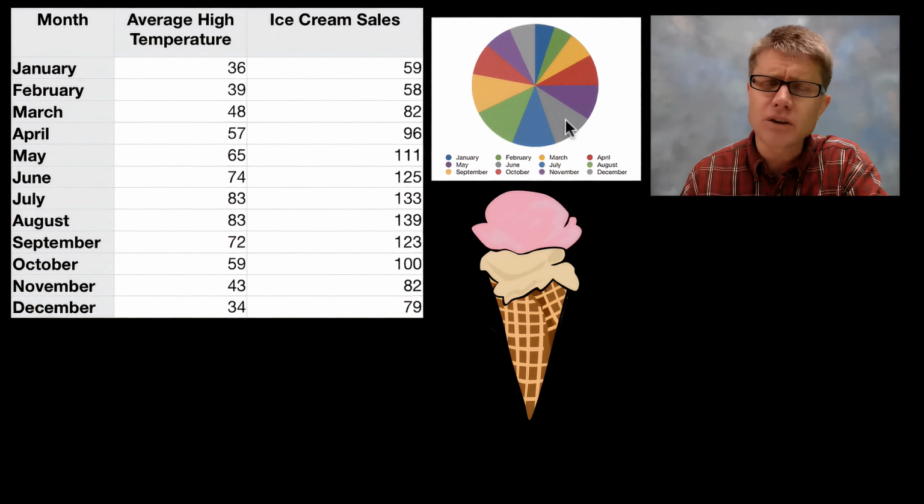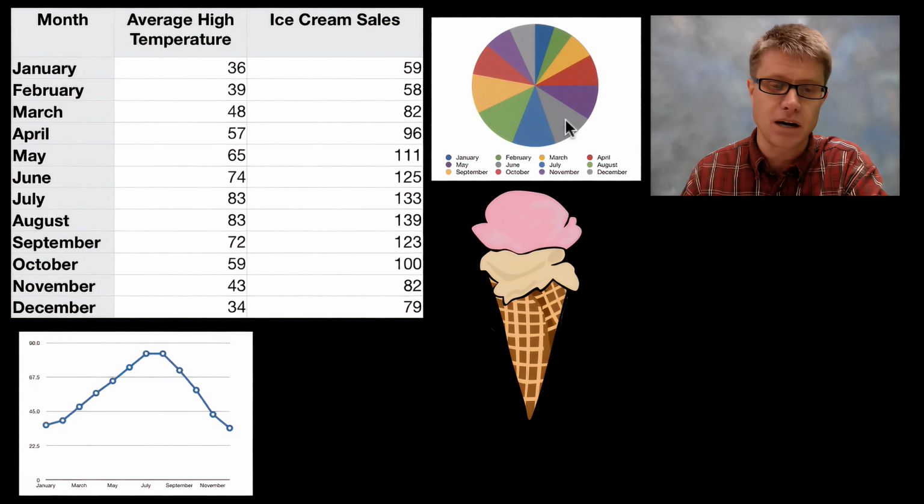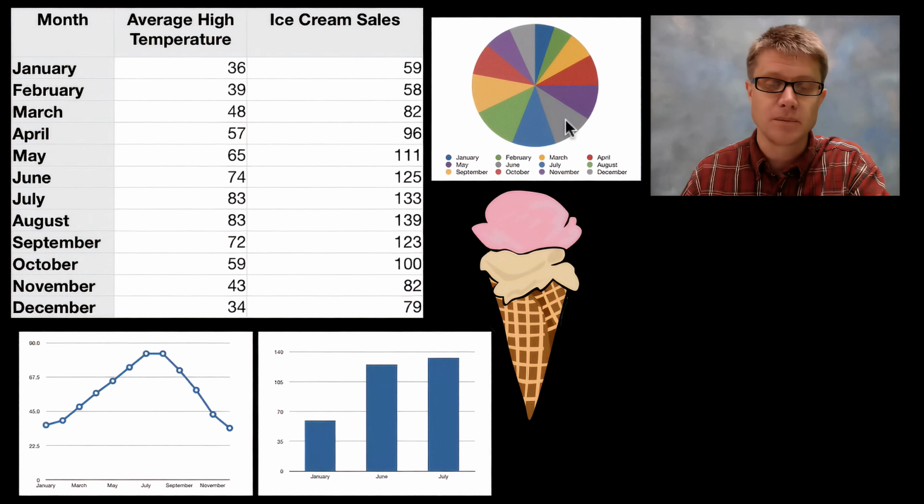Let's say I want to just over time look at the average temperatures, the average high temperatures in Bozeman. What would I use? That would be a line graph. And let's say I want to look at 3 specific months, 3 groups, and compare the ice cream sales in all months that start with the letter J. Well, then a bar graph would be great.